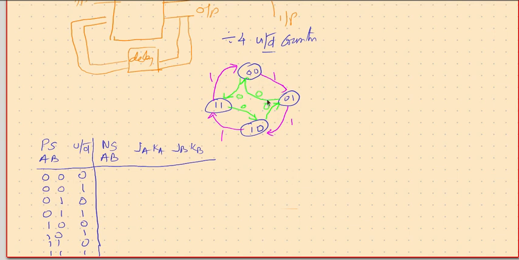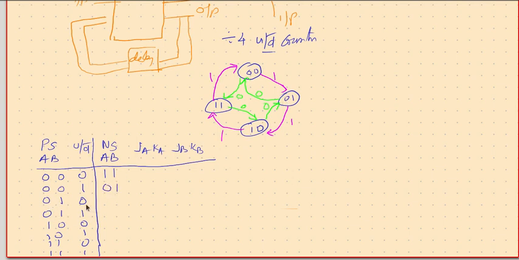So now next look into the state diagram and then fill up the next states. So we are at 0 0, and the input is 0. So when input is 0, we go to 1 1. We are at 0 0, input is 1. We go to 0 1.